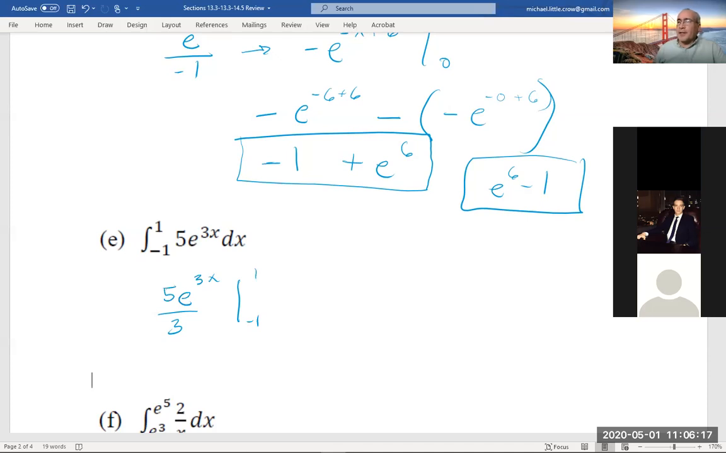Again, we plug in the 1 first. So this is going to be 5/3 e to the 3 times 1 minus 5/3 e to the 3 times -1. Okay. So in the front, 5/3 e to the 3rd, and we're going to leave that because that's an exact answer. Here, this becomes negative e to the -3. We could just leave it that way.